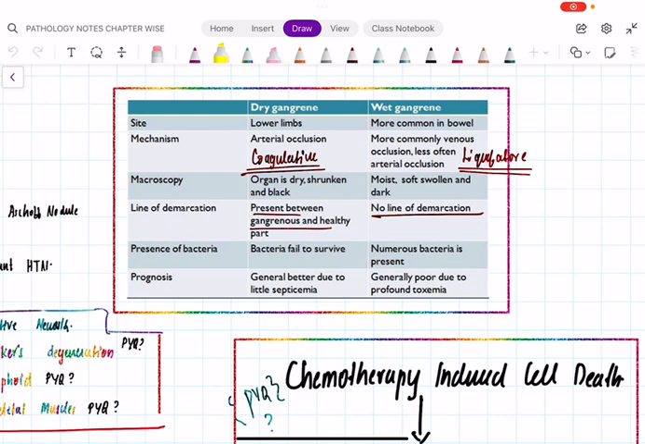So we have dry gangrene and wet gangrene. Dry gangrene mainly involves the lower limb. Okay, this is also a spotter question. Like you have spotters in anatomy, you have spotters here in pathology also.